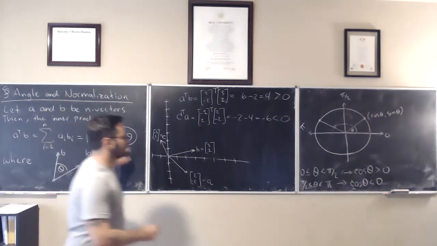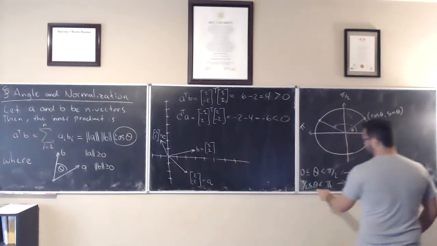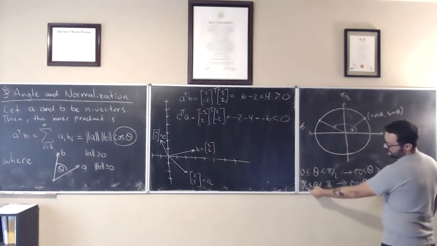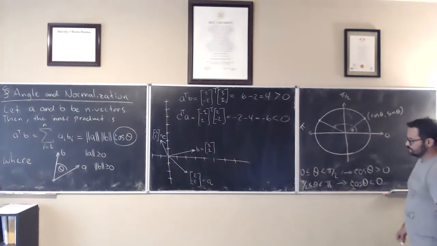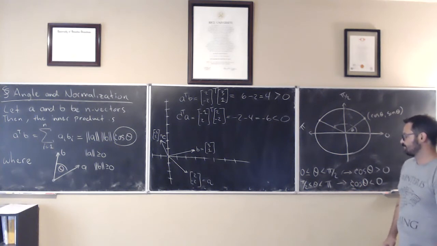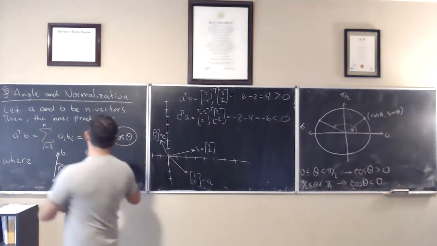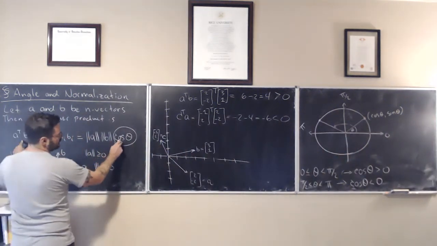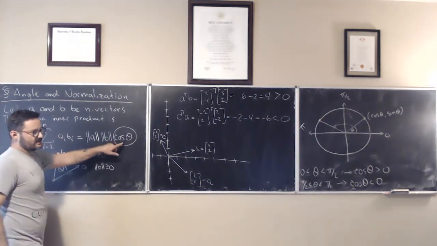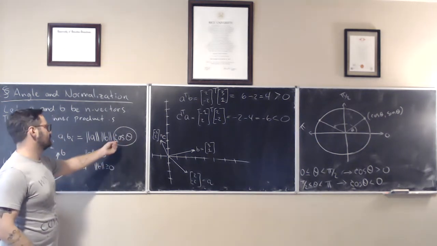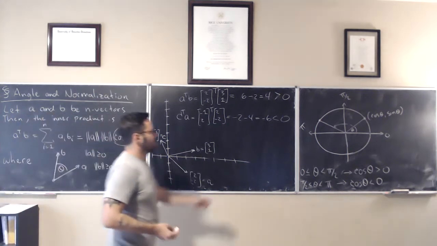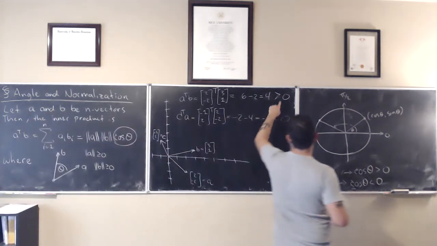And that's only negative when the angle is between pi over 2 and pi, when it's bigger than that. When it's less than pi over 2, it's going to be positive, which means this is the only thing that can make it negative, which depends on the angle. So that's why I'm getting excited about this.